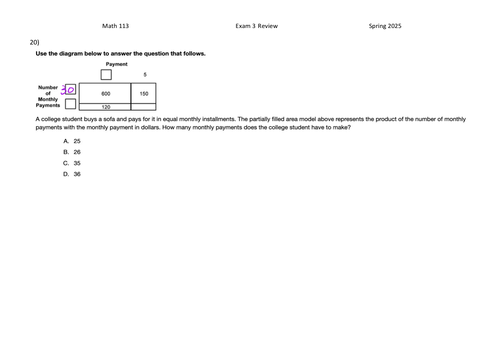30. Okay, and then 30 times what would give me 600? That would have to be 20. And then 20 times what gives me 120? That would have to be a 6. Okay, so we have 36 payments of $25. Okay, so they asked me how many monthly payments does the college student make? So that is D, 36.